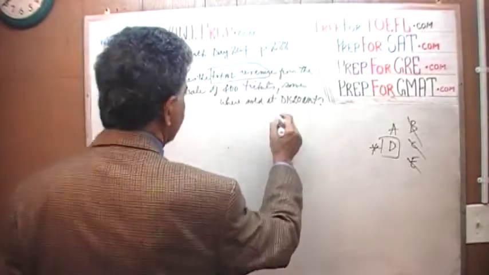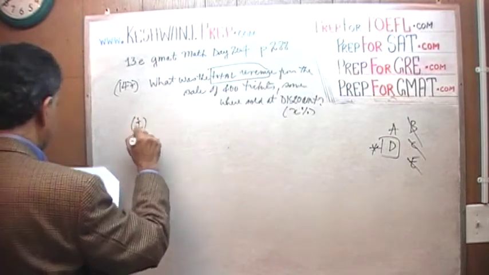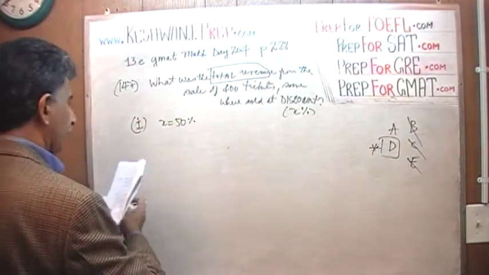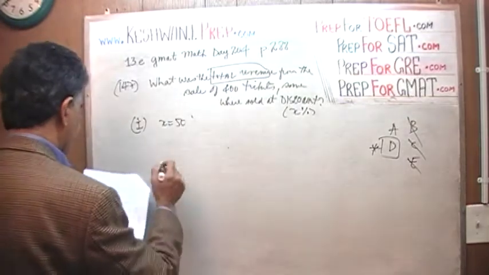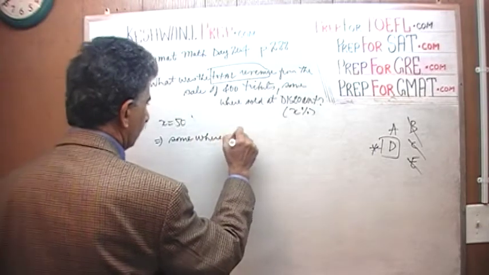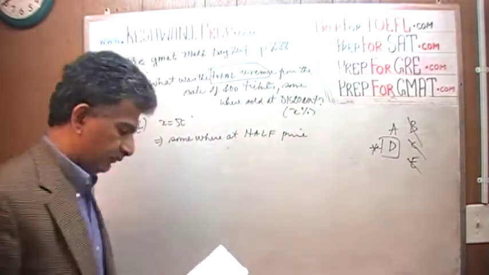They were sold at a discount, which we are told is X%. In the first statement, they tell us that X equals 50. That simply tells us that some were sold at half price. Oh, that's great. Some were sold at half price.